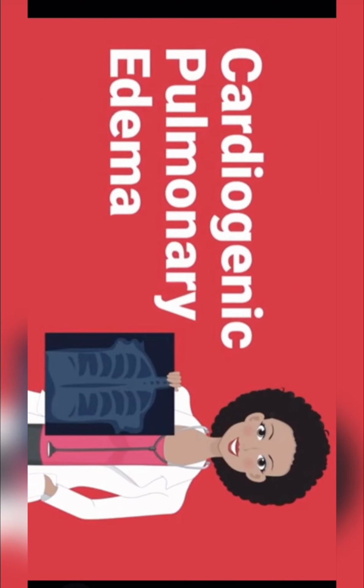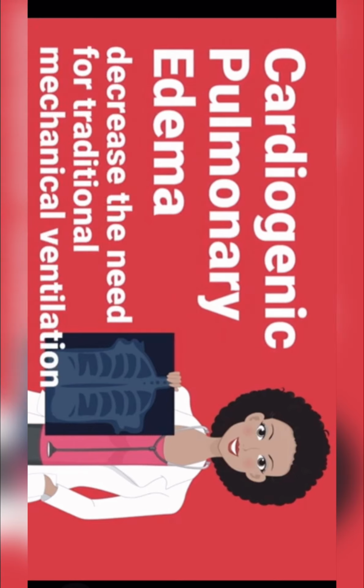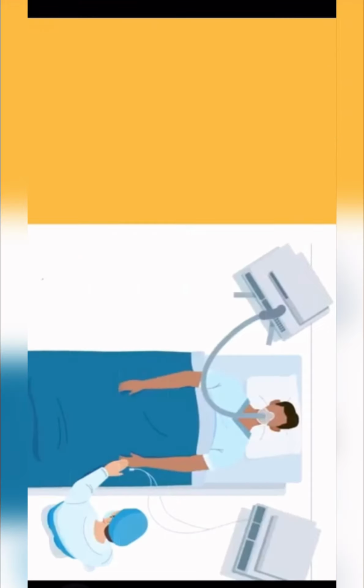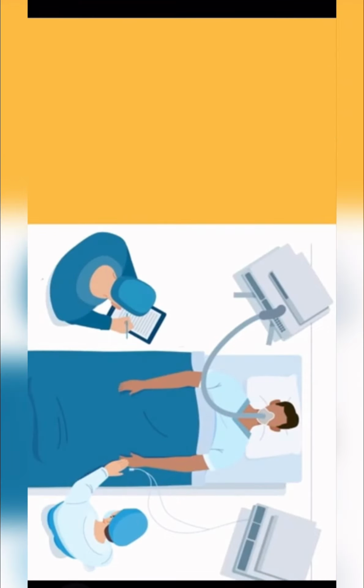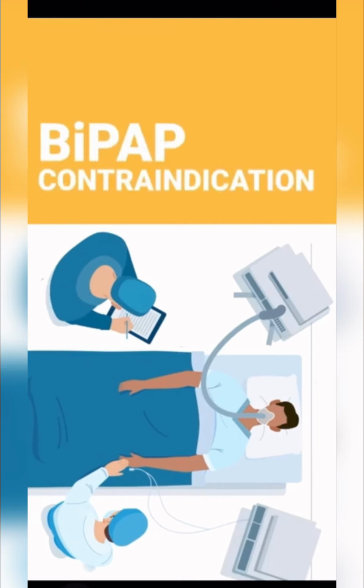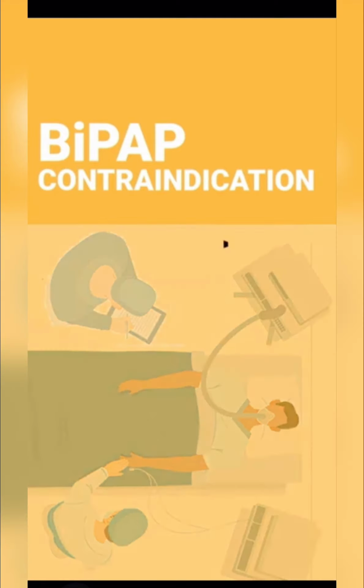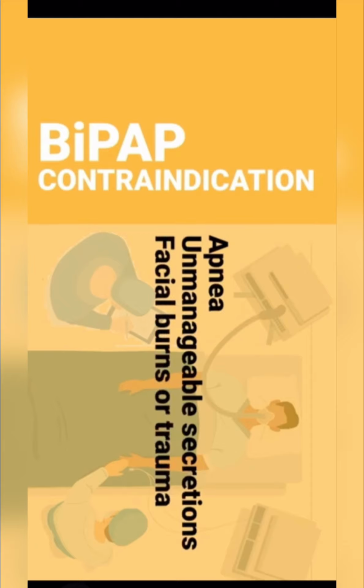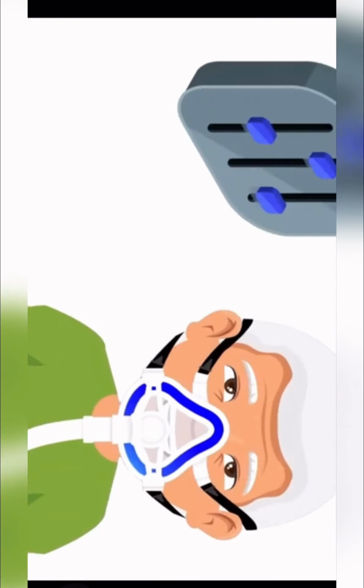Cardiogenic pulmonary edema is also another common indication for BiPAP, and it has been shown to decrease the need for traditional mechanical ventilation in these patients. Since we are talking about when BiPAP would be indicated, we also need to mention when it should not be used. The contraindications for BiPAP are apnea, unmanageable secretions, facial burns or trauma, and also claustrophobia.